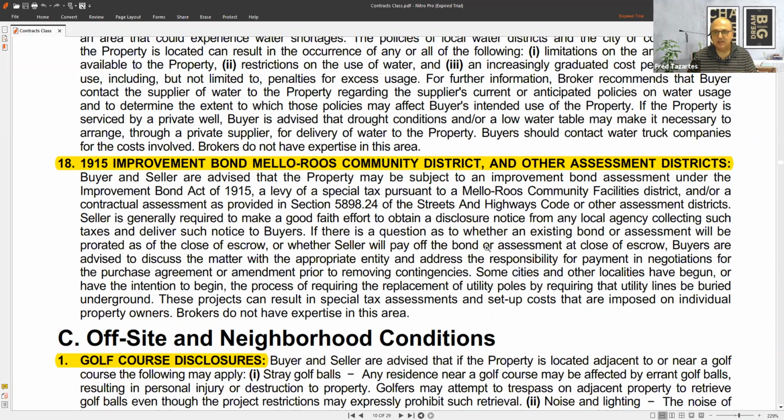Again, the buyer can do that, not you as an agent. It's the buyer's responsibility to look into these things. You can direct them where to get this information from.